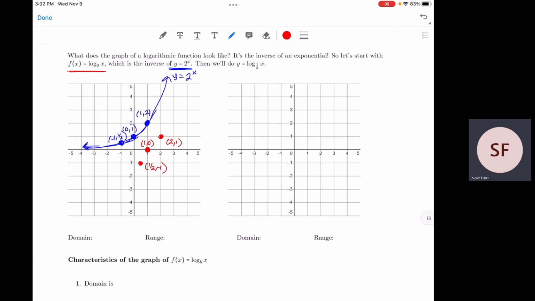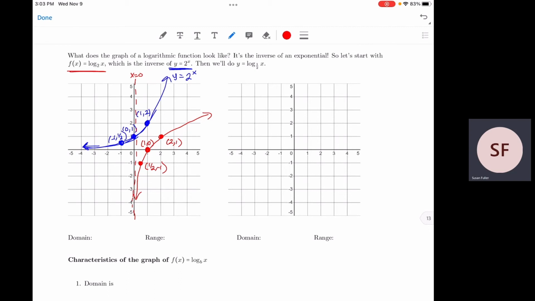Now, what happens when I connect the dots here is that my function looks like this. Again, this is an inverse function, so it is reflected across the line y equals x. An interesting thing here is that our horizontal asymptote from the inverse function becomes a vertical asymptote on the logarithmic function. This actually has a vertical asymptote at x equals 0.